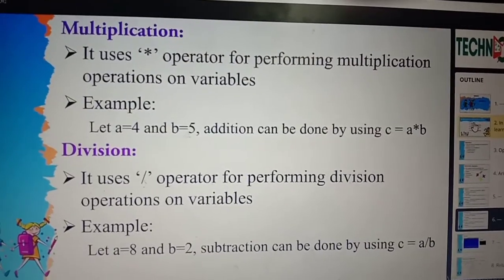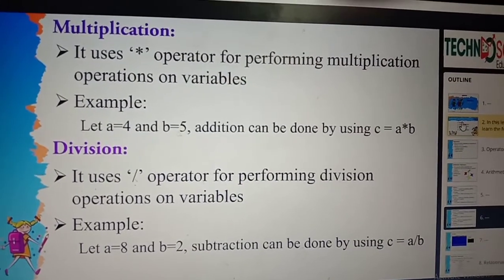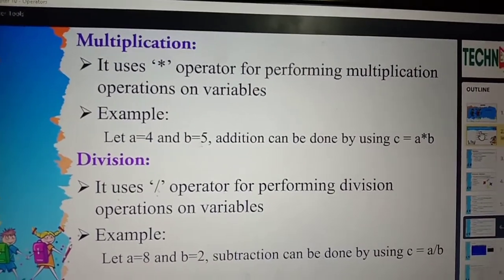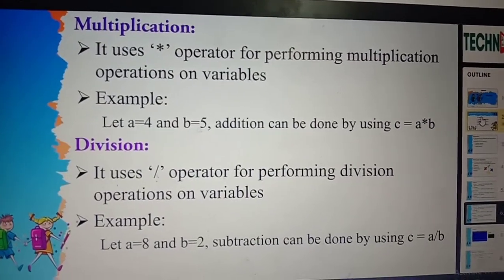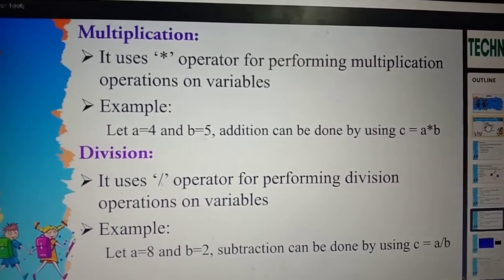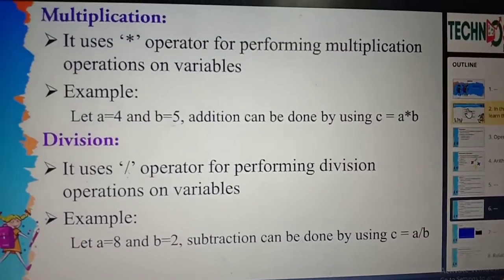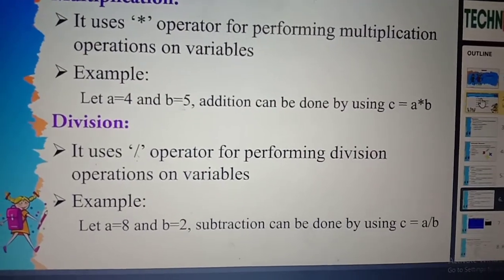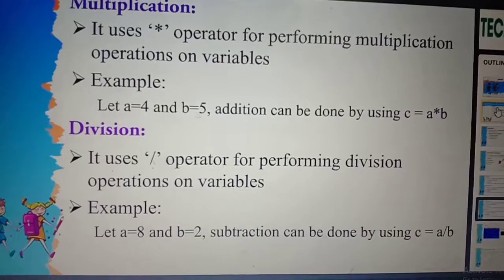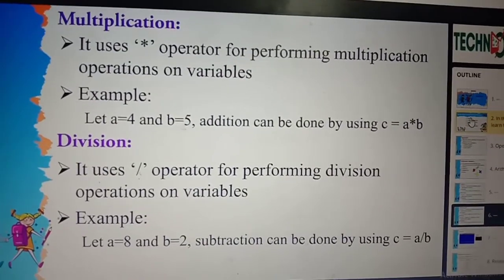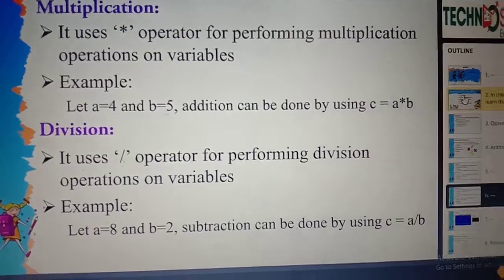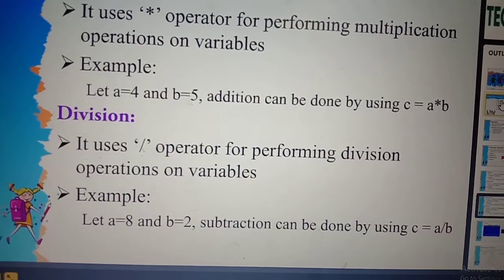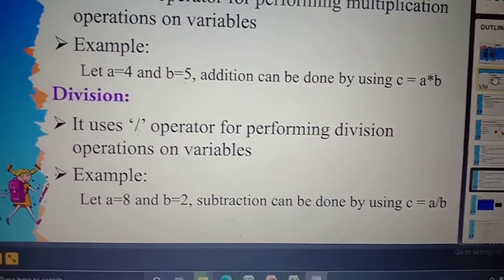Next is the multiplication operator. It uses a multiplication symbol, that is an asterisk symbol, for performing a multiplication operation on variables. Instead of plus or minus, we'll use a multiplication symbol. Example is A equal to 4, B equal to 5. Multiplication can be done by using C equal to A asterisk B. Instead of subtraction, here division needs to come. Okay, for division we'll use a slash symbol.